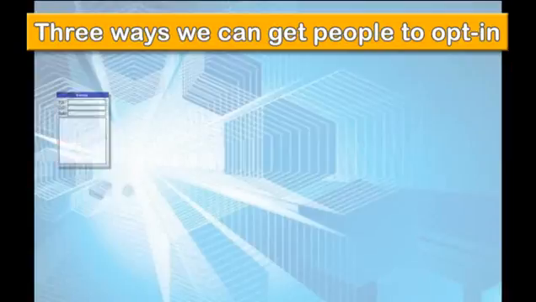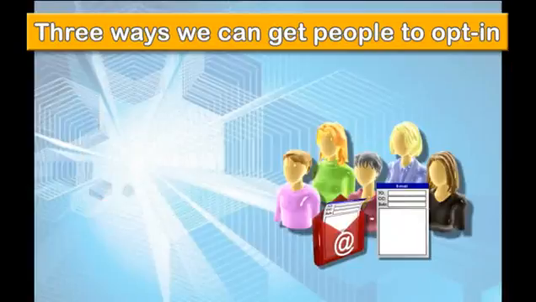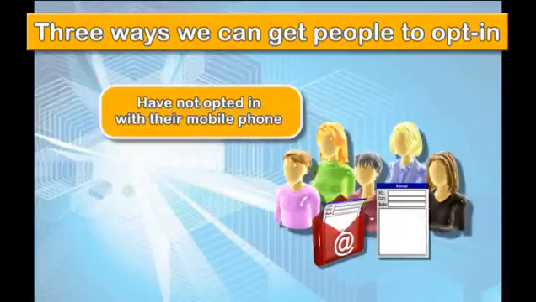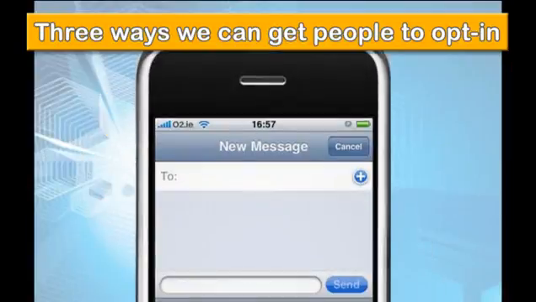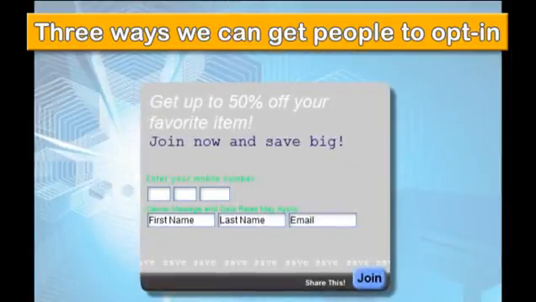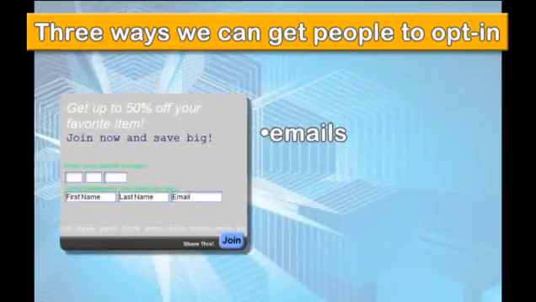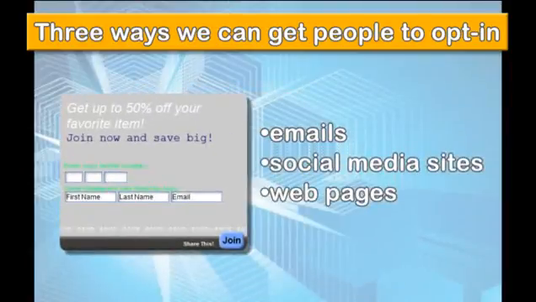Send an email or direct mail message to people who you already have in your database who have not opted in with their mobile phone. Direct people to text into their cell phone a keyword to send to a short code. Or create a widget that allows a person to enter their phone number and other information which confirms they are opting in. This widget can be displayed on emails, social media sites, and web pages.